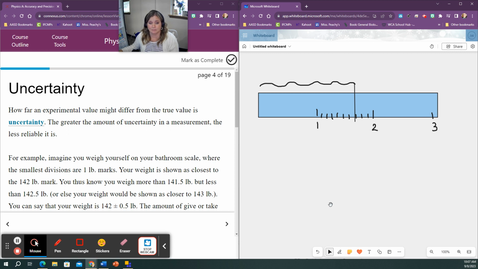Do you see how that measurement is much more accurate? It has less uncertainty to it. I'm still not exactly sure how much it is. Is it exactly 1.7? Is it 1.69? Is it 1.68? Is it 1.71? I don't know for sure, but I have a greater degree of certainty than I did previously. So that's what we mean by that.